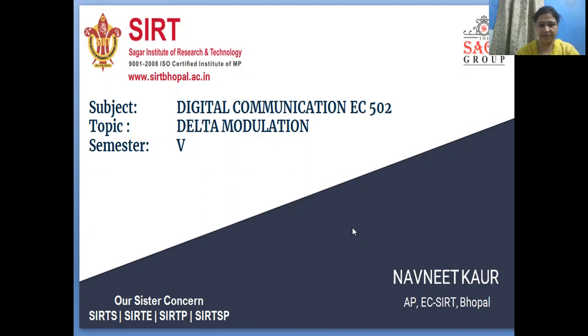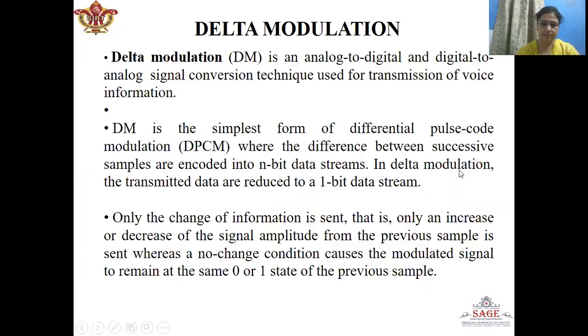The topic of this lecture is Delta Modulation. Delta modulation is an analog to digital conversion technique which is used for transmission of voice information. Delta modulation is the simplest form of differential pulse code modulation, where the difference between successive samples is encoded into n-bit data streams. But in delta modulation, the transmitted data is reduced to a 1-bit data stream.